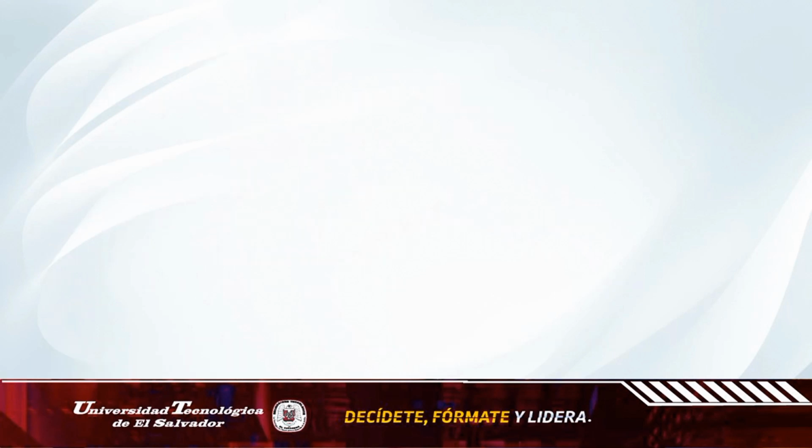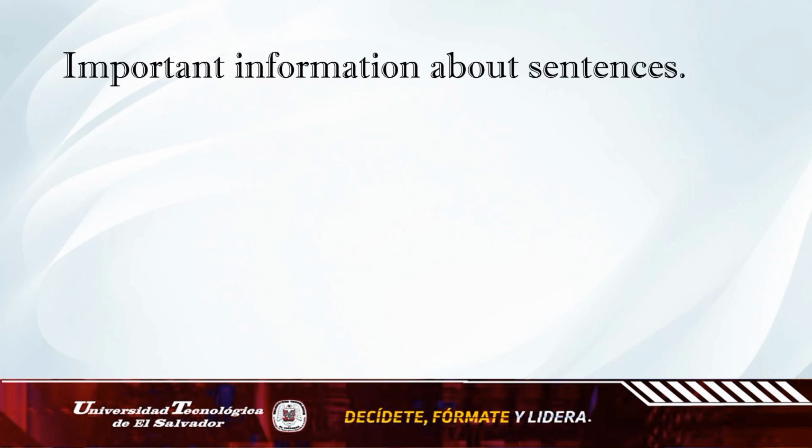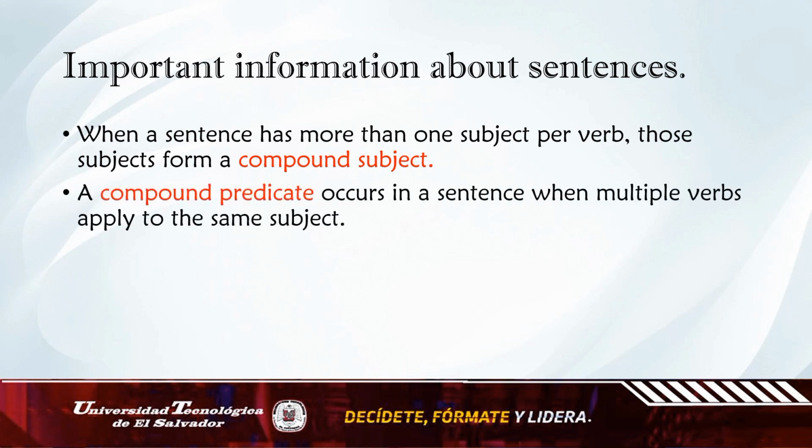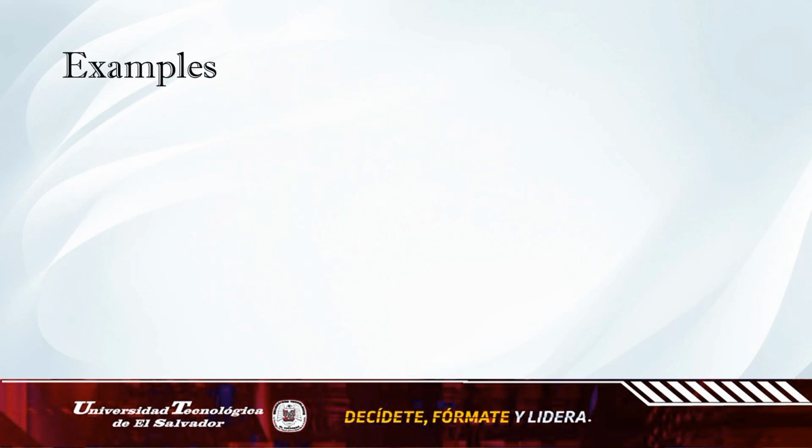Just to clarify some points, when a sentence has more than one subject per verb, those subjects form a compound subject. And a compound predicate occurs in a sentence when multiple verbs apply to the same subject. Here are some examples of simple sentences to understand better.